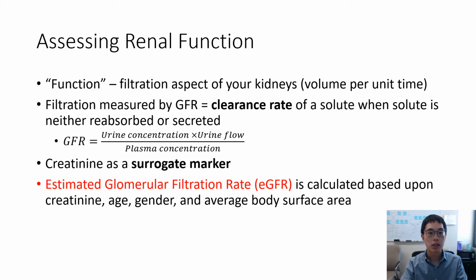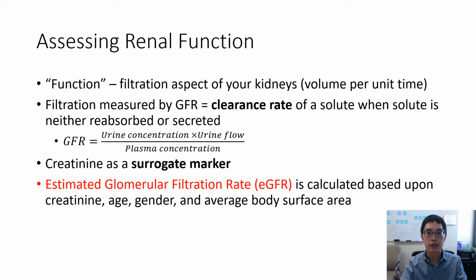Now, how do we assess somebody's kidney function? The function aspect of the kidneys is really what we mean as the filtration aspect of the kidneys. And this is usually a volume per unit time. This filtration is measured by the glomerular filtration rate. This is a clearance rate of a solute when the solute is neither absorbed nor secreted. Here's the calculation, you can see the formula there.